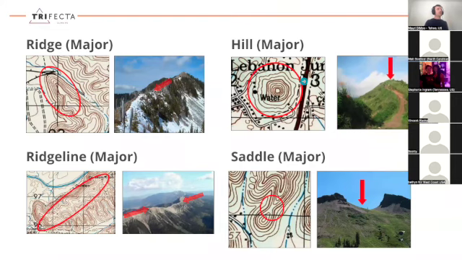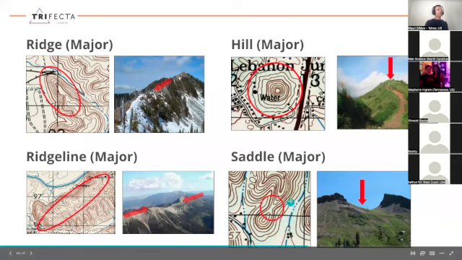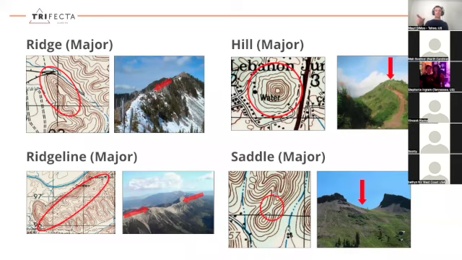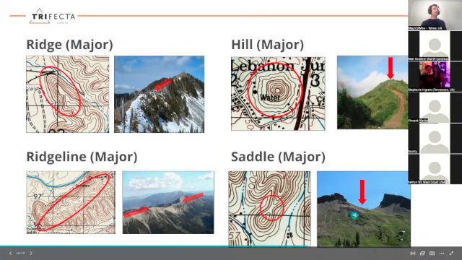On the top right, you have a hill. Hills are always going to be a closed circle at the highest point. A saddle in the bottom right is a point between 2 hilltops. So often we'll use saddles as a point to travel through when we're navigating so that you don't have to gain as much and lose as much elevation as you travel.